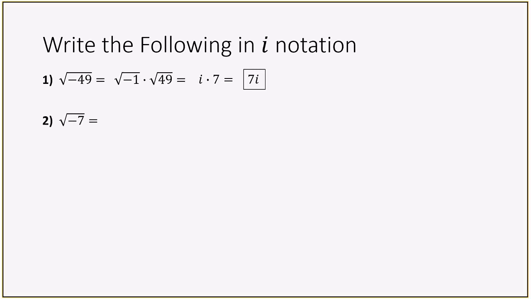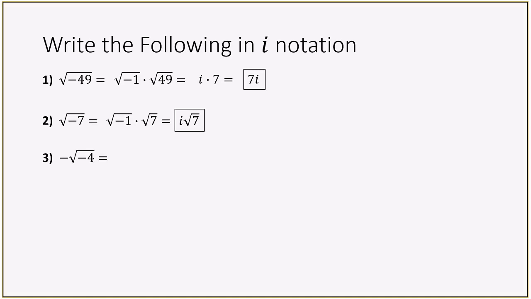Same type of idea with square root of -7. I'm going to break it up into two pieces. Now in this case, I don't really know what the square root of 7 is. And yes, you're allowed calculators in this course. So you might be able to find a decimal approximation, but I'd prefer you didn't. So we're just going to leave the square root of 7 alone and just say, well, now I know the square root of -1 is i. That's my answer, i root 7.